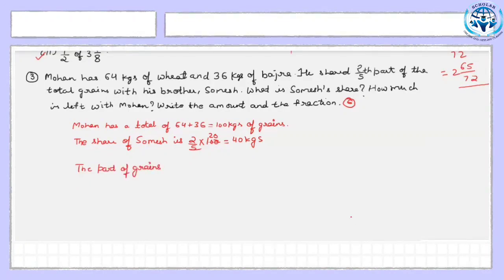So we have to tell the amount and the fraction that Mohan is left with. This is a story sum, so you have to write the language also to get full marks. 60 kgs is the amount that is left with Mohan. Now we will find out the fraction.